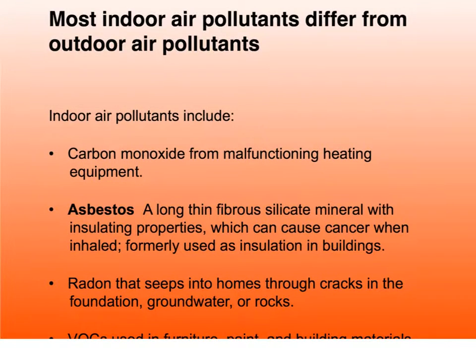Most indoor air pollutants differ from outdoor air pollutants. So indoor air pollutants include carbon monoxide from malfunctioning heating equipment. We just talked about that earlier, so check that pilot light, right? Remember that this binds to your hemoglobin better and more efficiently than oxygen, right? So because it does that, it's going to take over for the oxygen, and it's going to take away your oxygen. You're not going to be able to breathe, right? You're not going to be able to carry out life functions. So that's why it's so dangerous, because if you're sleeping, you're not going to know that you're hypoxic.